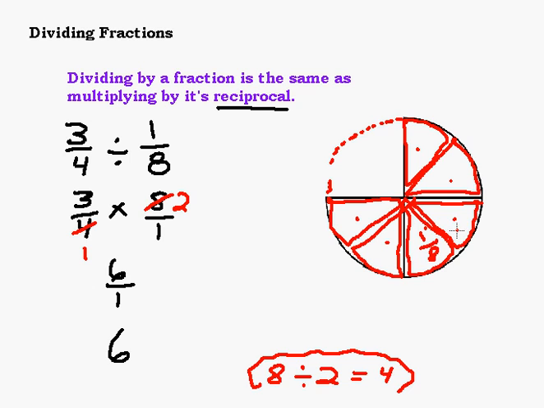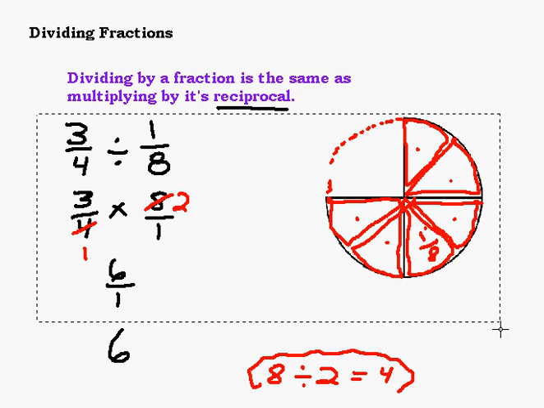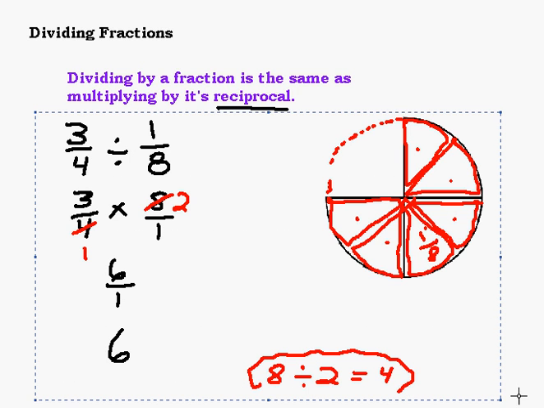So that's what's happening. It's always good to get a picture in your mind of what's going on. What does this problem mean? And is 6 a reasonable answer? In this case, it is. We can see that by the picture. All right, let's try another one with maybe some whole numbers or mixed numbers.